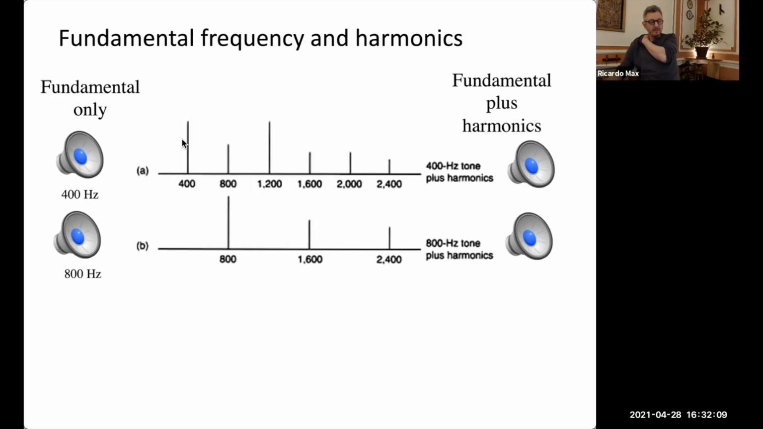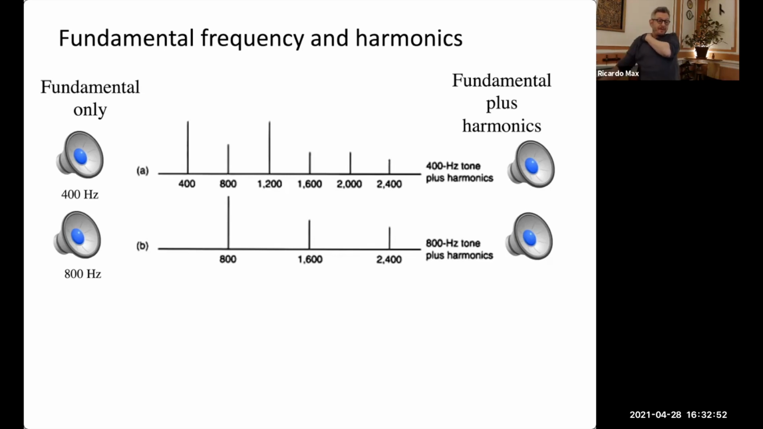It's the sound that, if you remember from high school, the greatest common factor of all these different numbers is 400, right? So here the greatest common factor is 800. So 800 is the fundamental of this complex sound. Now note that this one, the 400 plus harmonics, includes all those. But we hear it as 400 because that's the fundamental.